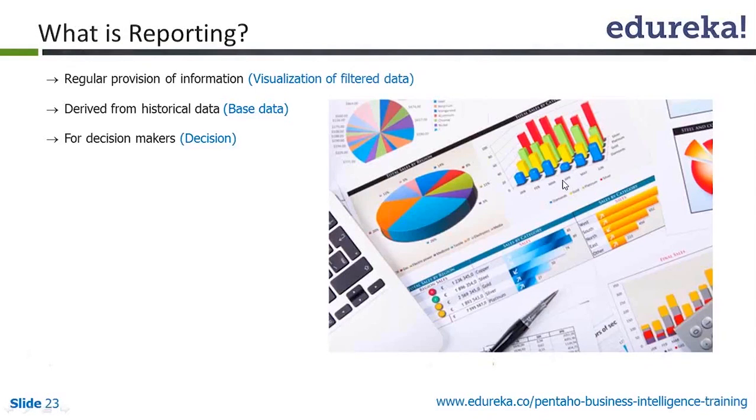So in Pentaho, reporting is basically showing your transformed data in a form understandable to the business users. So it's regular provision of information. You can have your regular data available so that they can filter it in any form and derive it from historical data. As we discussed, the data warehouse is nothing but a repository of your historical organization data. So you can have that data in your reports for decision making. It is very good for business users to have it.